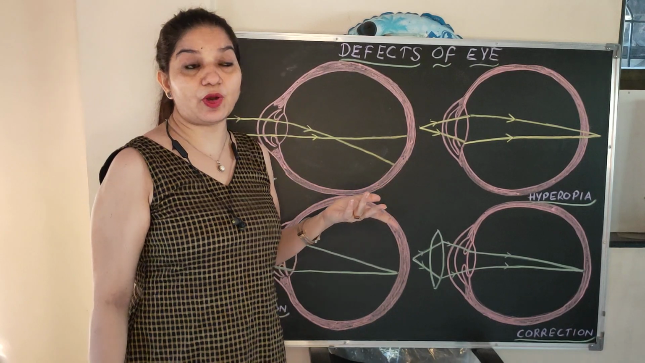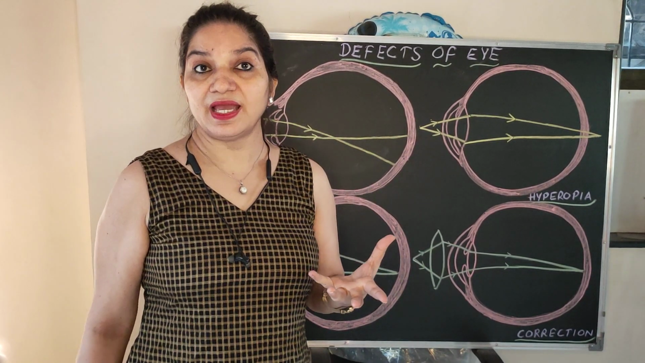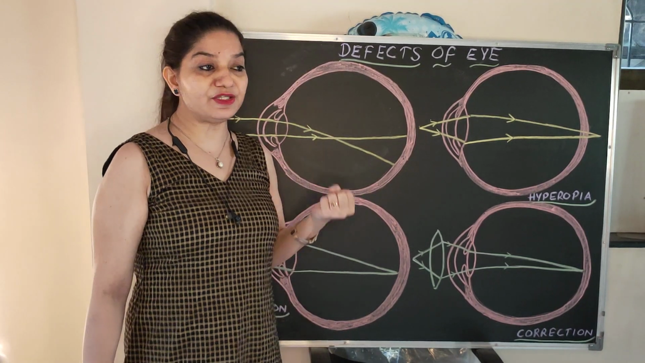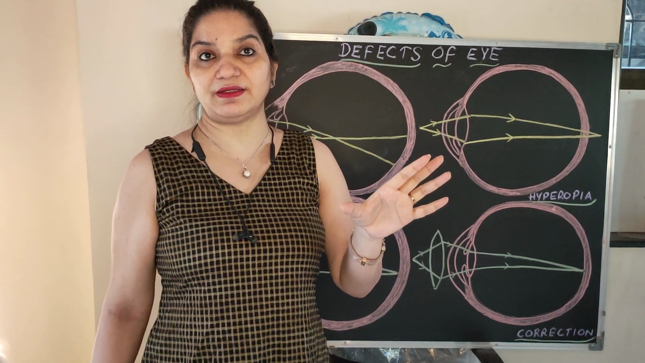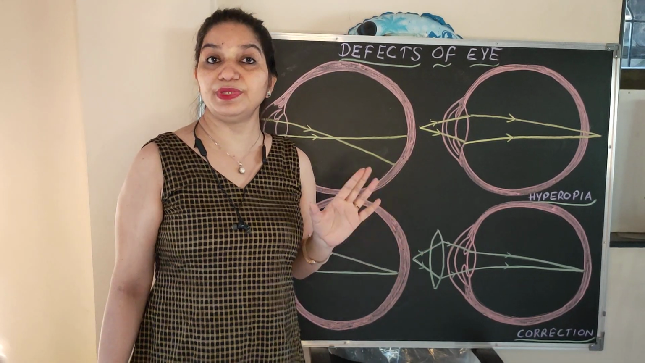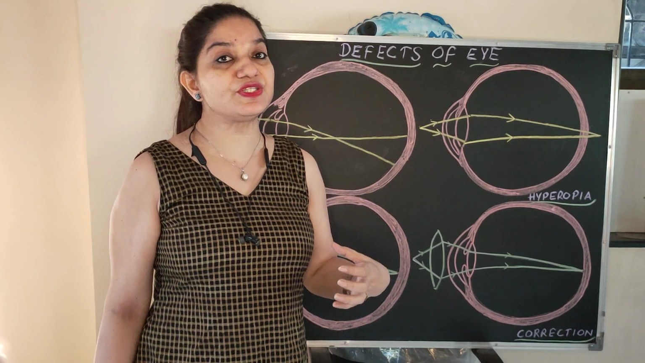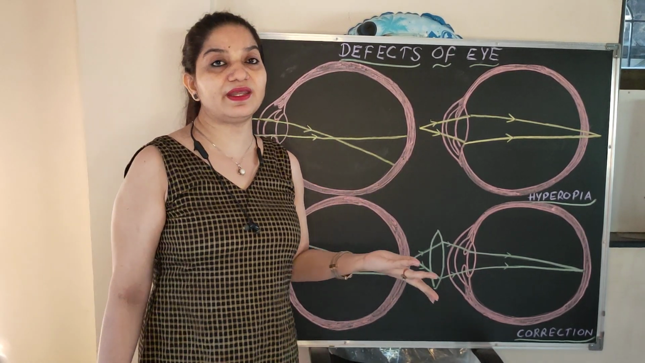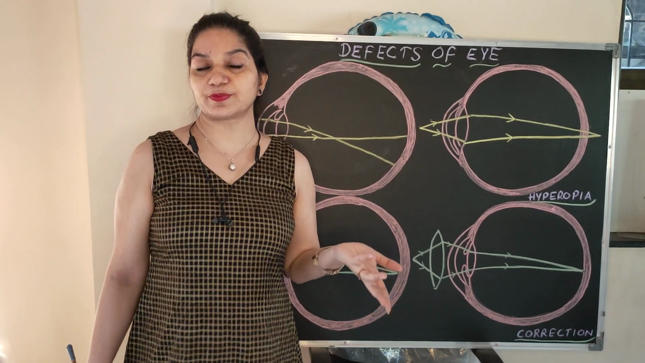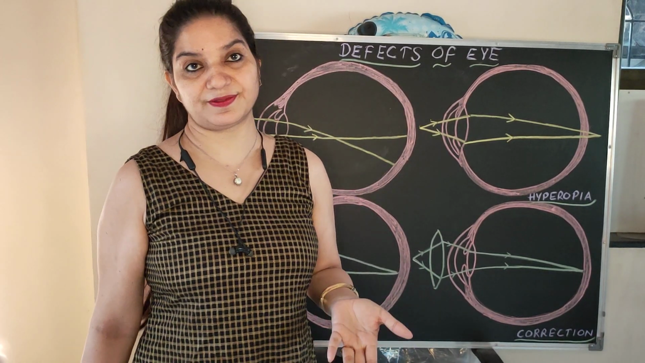Now the third important one is astigmatism. What is astigmatism? In this condition, the person is able to see some part in a focused manner while the other part becomes blurred. And why does astigmatism happen? It happens due to uneven curvature of cornea. And how can you correct it? By the use of a special kind of lens known as cylindrical lens.